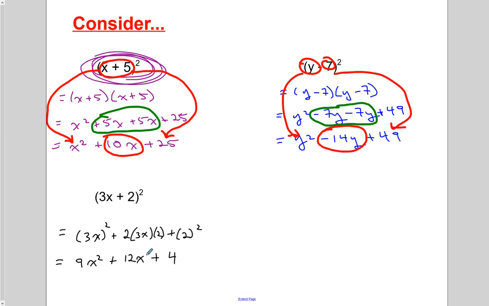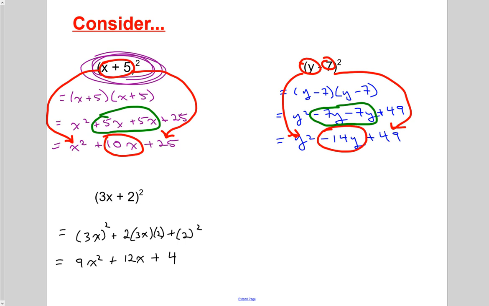So I use that pattern to make myself a nice little shortcut. If I were to multiply all this out, I'd get to the same answer. But I could use the shortcut of saying my first term squared is at the beginning, my last term squared is at the end, the term in the middle is the two terms multiplied and then doubled, because I know I'm going to do that operation twice.